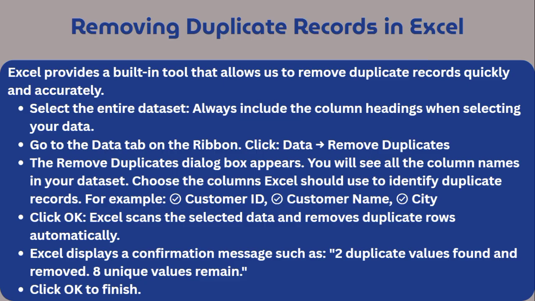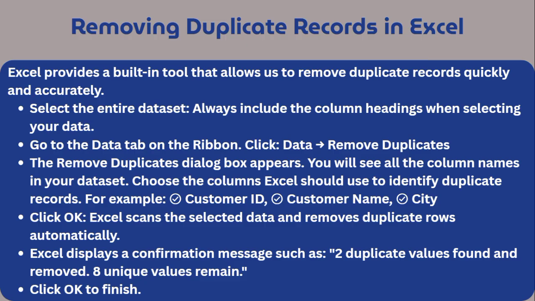Then the remove duplicates dialog box appears. When the box appears, you will see all the column names in your data set. Then choose the columns Excel should use to identify duplicate records. For example, is it customer ID? Is it customer name? Is it city? So just look at it. Which column do you want to check for duplicates?